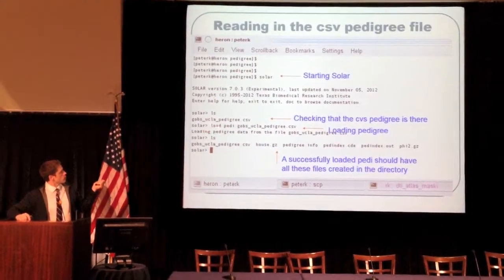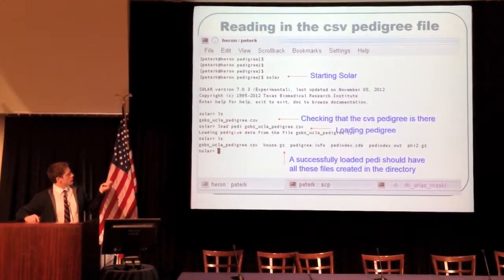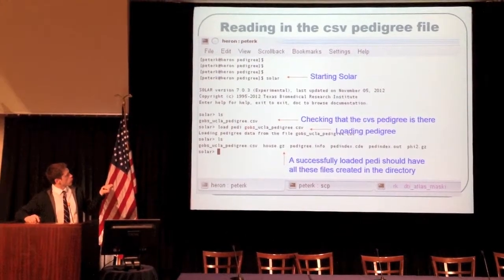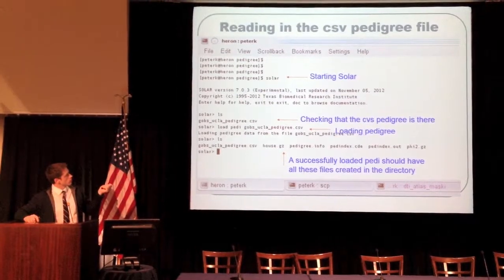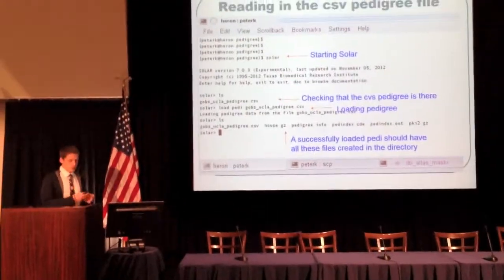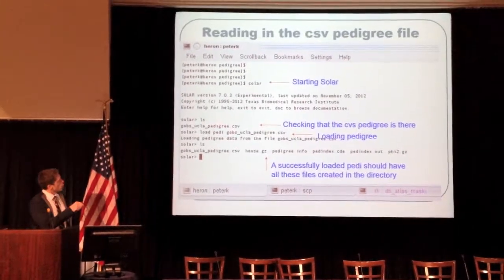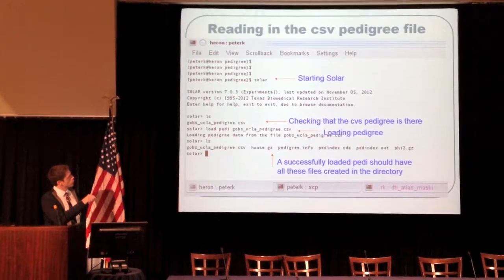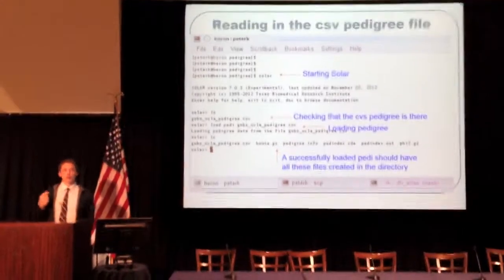And the command to load your pedigree file is load pedi, separated by a space, and gobs_ucla_pedigree.csv. And you see, in terms of the TCL input, load is the main function. And what goes behind it are the parameters for the function. So load is the function.